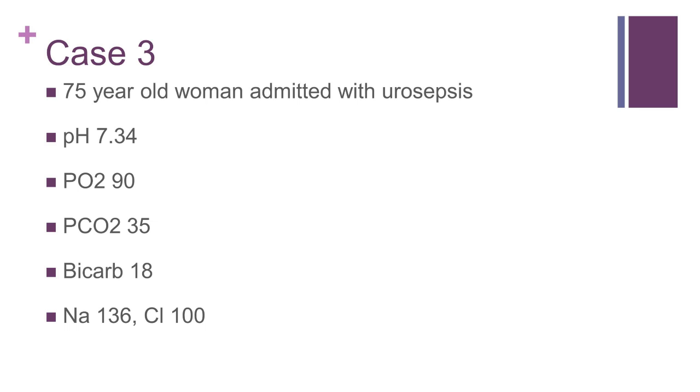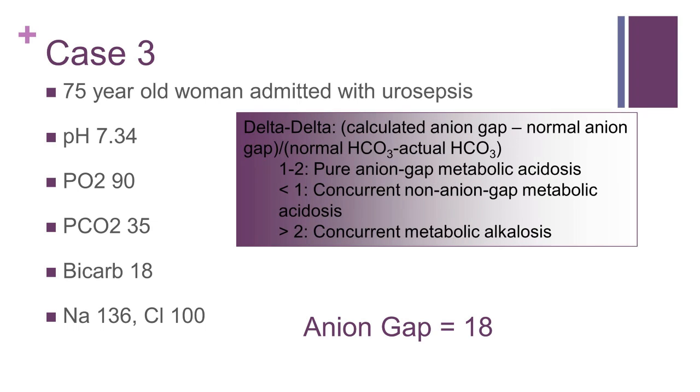Her sodium minus her chloride minus the bicarb is equal to 18. This patient has an elevated anion gap metabolic acidosis. In patients with sepsis, lactic acidosis is frequently the cause of an elevated anion gap. We should next calculate the delta-delta to ensure there isn't a concurrent metabolic process.